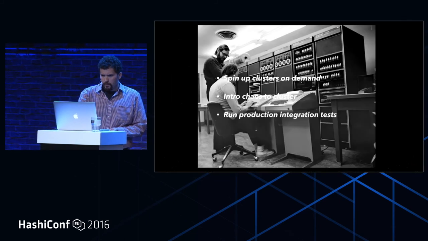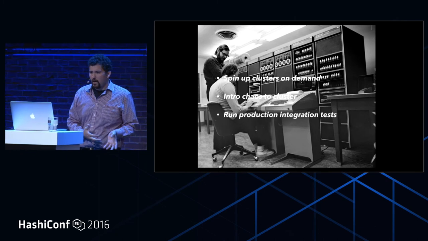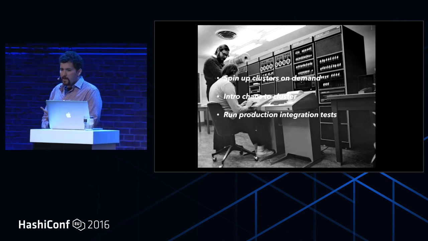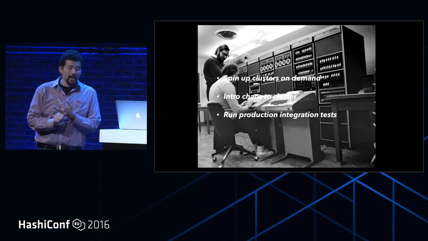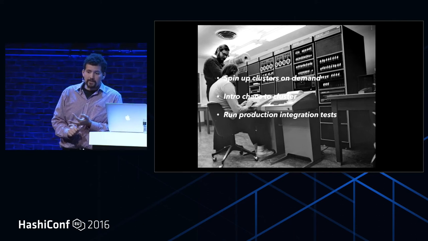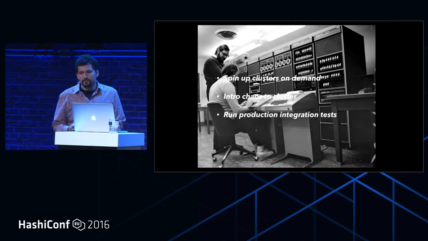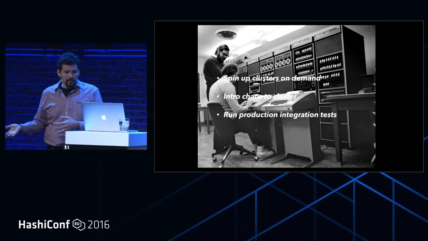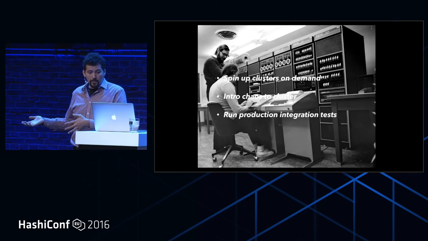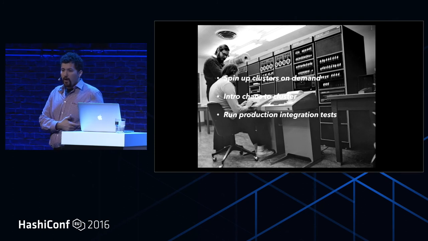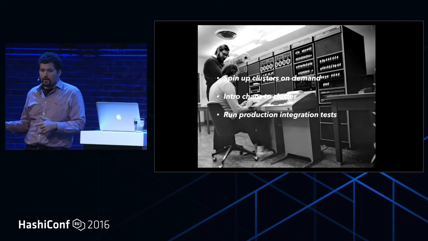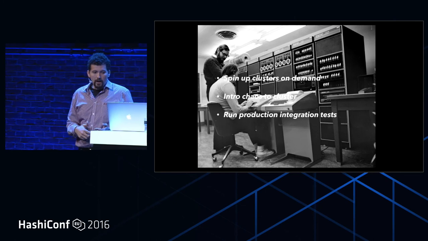So just to wrap up on this point, we can now spin up clusters on command with Terraform. We can do chaos to the cluster, but it still has to be in a kind of beta environment. As we start to move to Cassandra, we'll be able to get away from that and do that more in our production environment. And we're able to reuse the integration tests that we run on our local environment in the production environment, which is really fun.